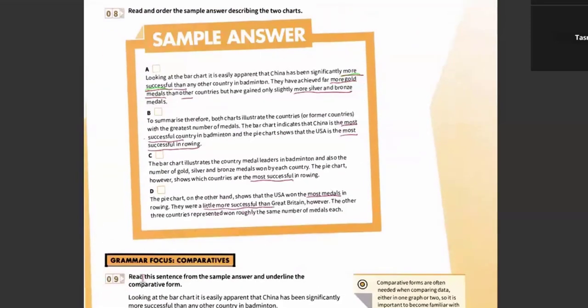So that is given in activity 9. Oh no, that is later. So read and order the sample answer describing the two charts. So just read through it and give me the correct order of the paragraphs.